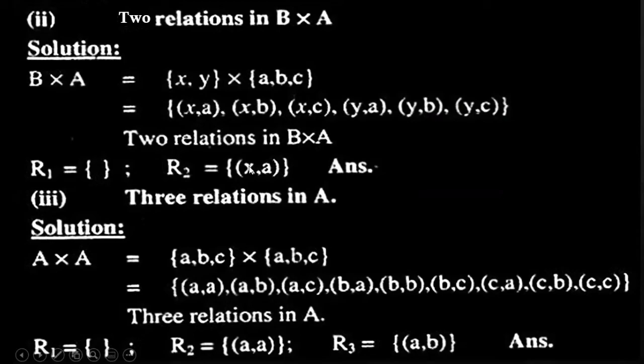Now three relations in A. It means A to A. So A to A is abc multiplied by abc. So it would become aa, ab, ac, then ba, bb, bc, ca, cb and cc. Then you have to find the three relations in A. So the first relation is a null set, the second is the first ordered pair, and the third relation is the second ordered pair.